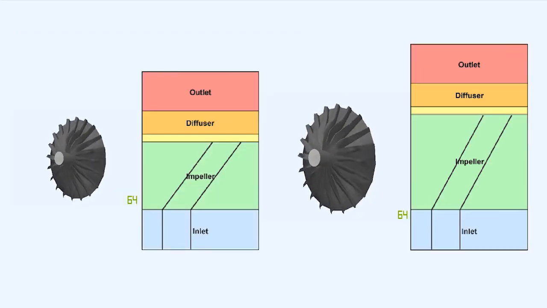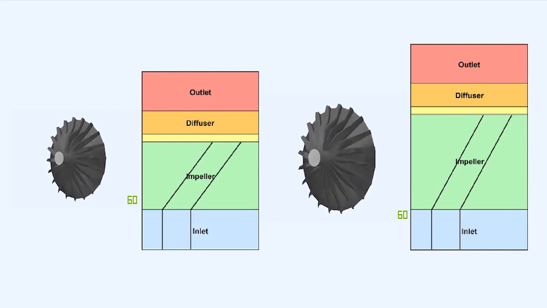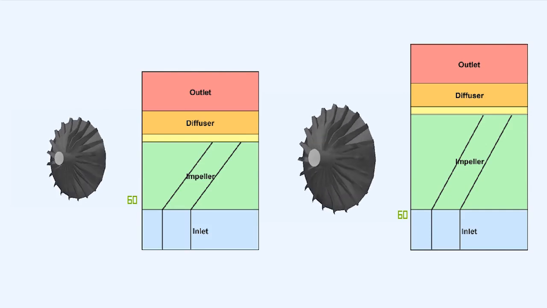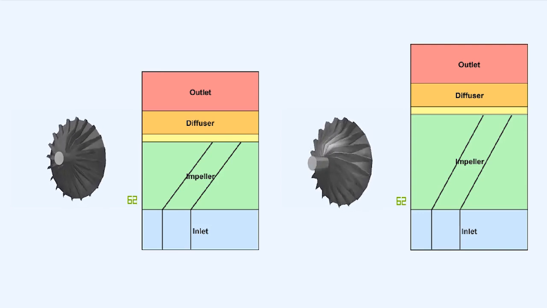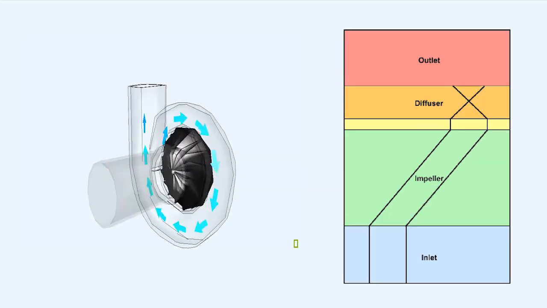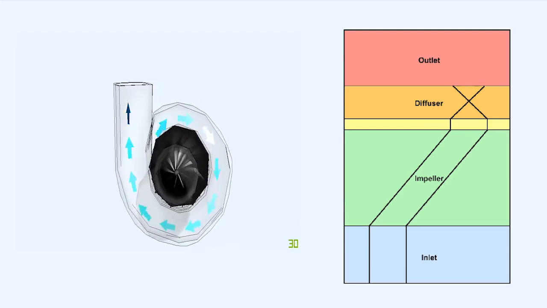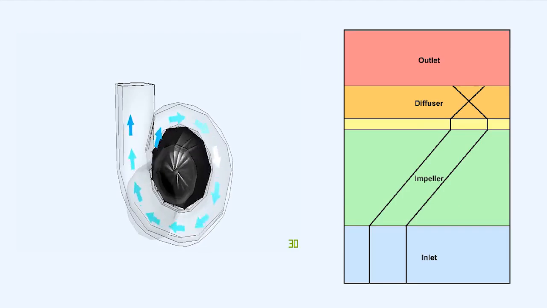The proportion of pressure gained in the impeller depends on the impeller's diameter. The larger the diameter, the greater the pressure gain. Its speed of rotation. The faster the impeller rotates, the greater the pressure gain. And the shape of the vanes. The air leaves the impeller with considerable tangential and radial velocity and passes into the diffuser.